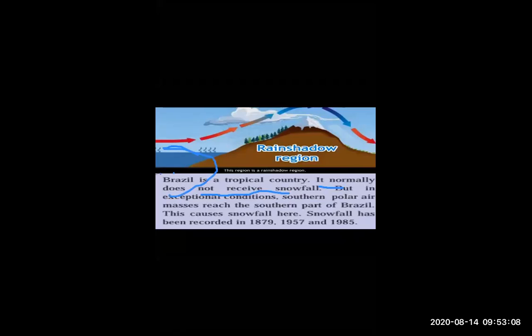But in exceptional conditions, in 1879 and in 1957, snowfall happened in Brazil. It is not happening every year, but in these 3 years, in 1879, in 1957, and in 1985, snowfall happened in Brazil.